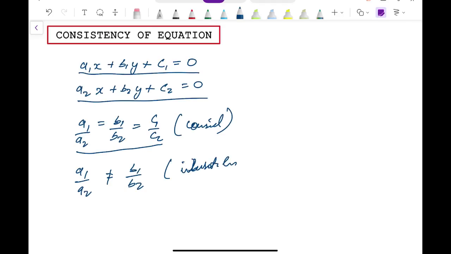Intersecting line. What do we mean by coincide? That means if you have a graph here and you have one line, the other line is also just on that line itself. That means we call it coincide.